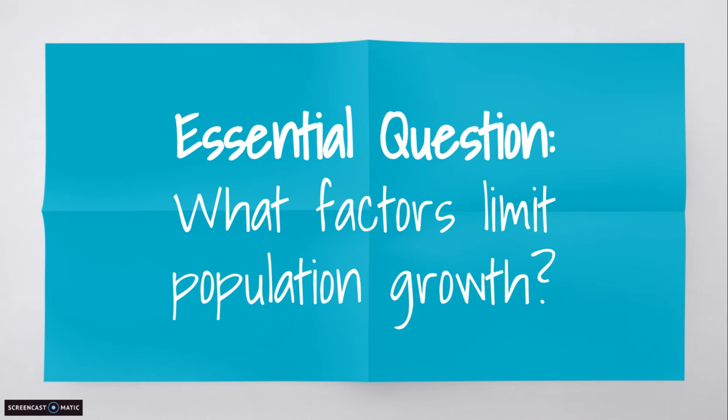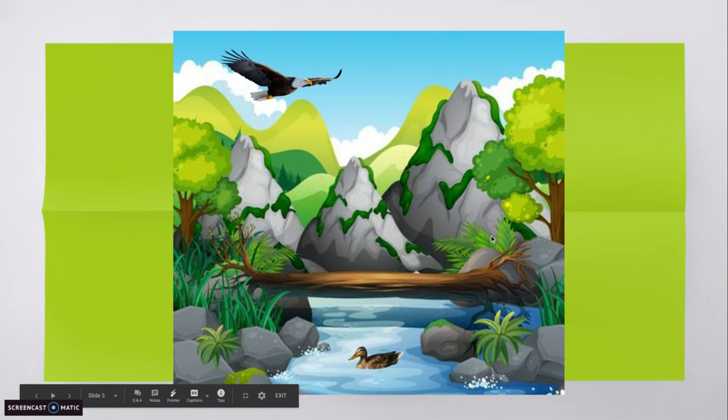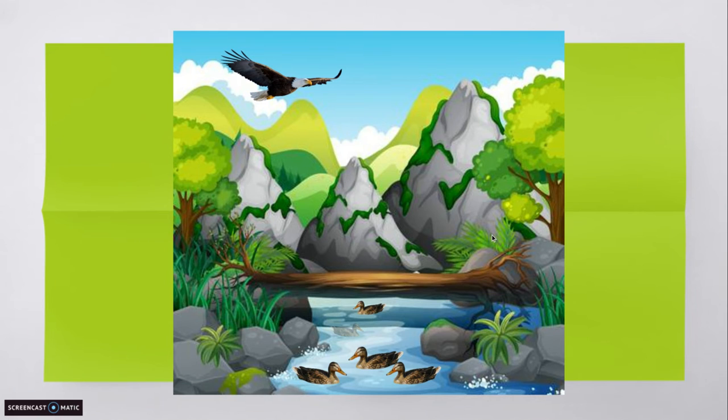Now, the first thing to know about is that when conditions in an area are good, a population is going to generally grow. So take this duck, for example. There's plenty of food, there's plenty of space, there's plenty of water, there aren't very many predators. So what's going to happen with this duck population? It's going to start to grow.